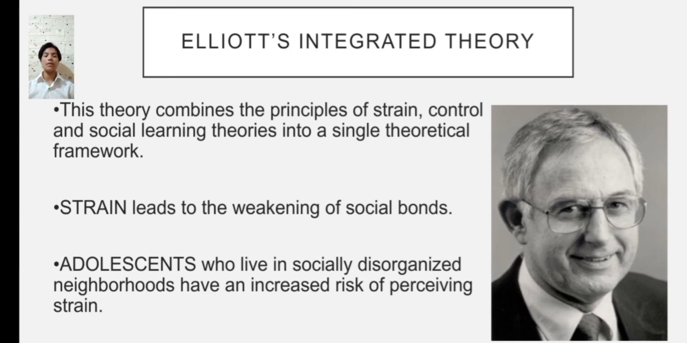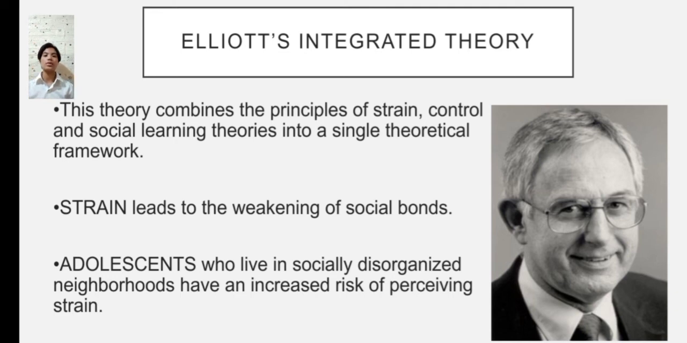Now, let's talk about Elliott's theory. This theory combines the principles of strain, control, and social learning theories into a single theoretical framework. These theories specify a causal pathway in which strain leads to the weakening of social bonds with conventional others and institutions, leading to greater association with deviant peers and the subsequent learning of antisocial and delinquent values.